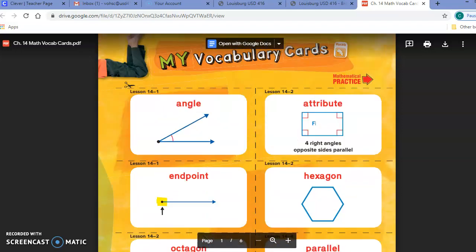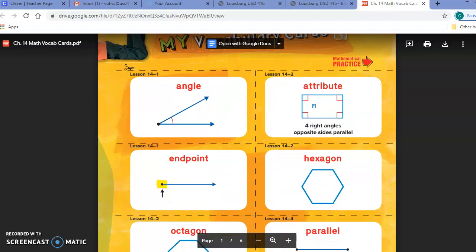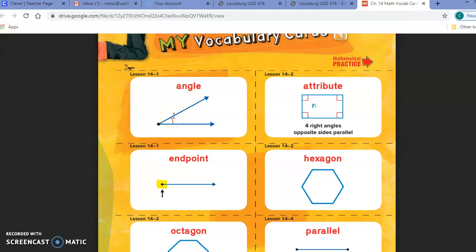The very first word we have, my suggestion if you do print them off, is organize them by the lessons. Right here it'll tell you what lesson we're going to use that vocab word in. So like this one's lesson 14.1. And that way, when you go to do lesson 14.1, you can pull all the 14.1 vocab cards out to review them. The first word right here that we're going to see come up in lesson 14.1 is an angle. And it's made when two rays share the same endpoint right here.